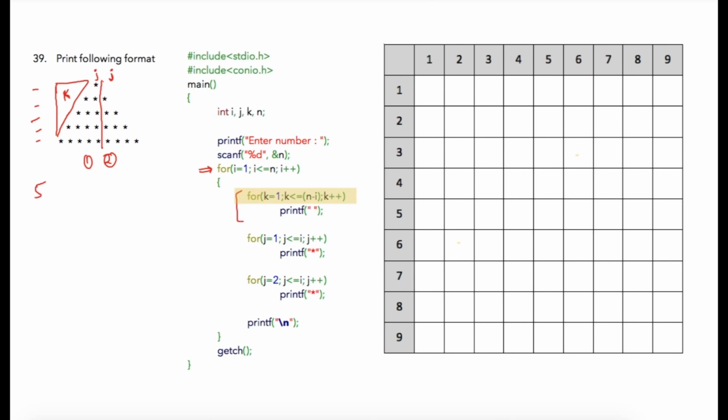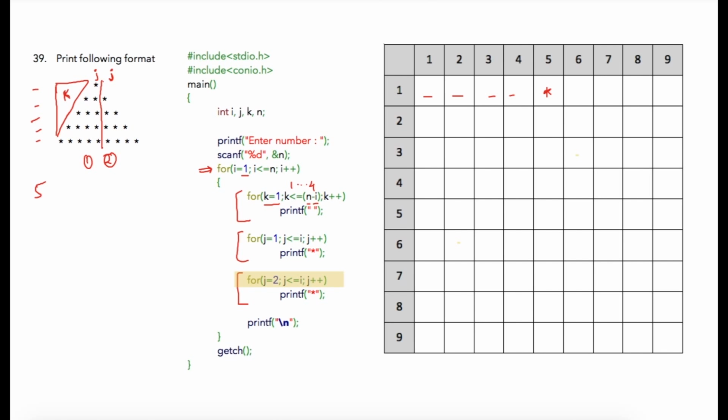Then in the next for loop, I'm writing k equal to 1 and k less than or equal to n minus i. So if the user has entered 5, then 5 minus the value of i, which is 1, so 5 minus 1 will be 4. So the iterations will be from 1 till 4, so 4 times spaces will be printed. And then I'm initializing j to 1 and the condition would be j less than or equal to 1. Hence the loop will be executed one time, and a single star will be printed over here.